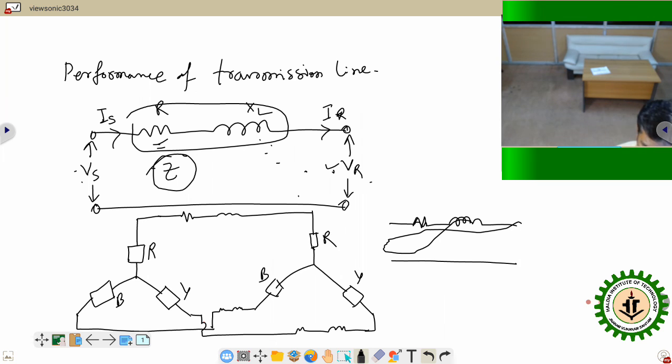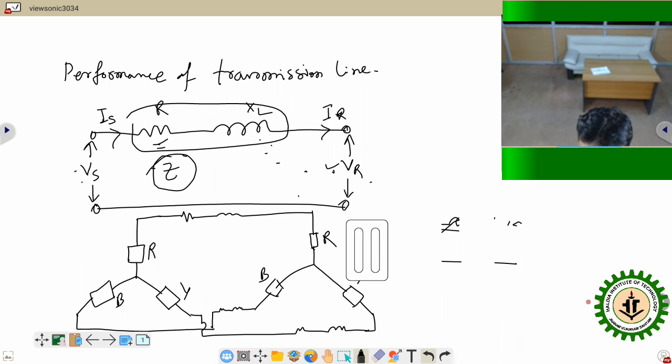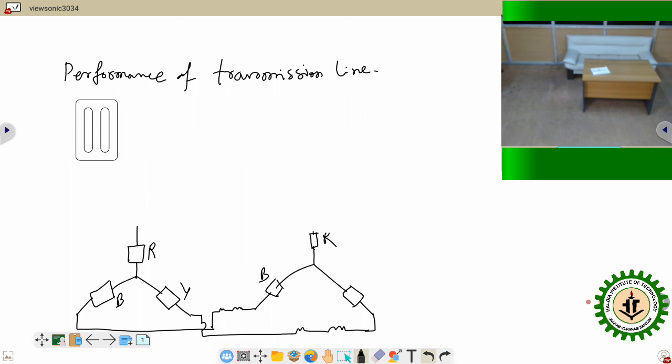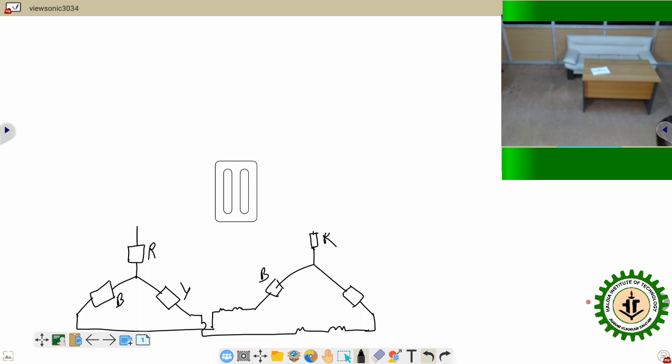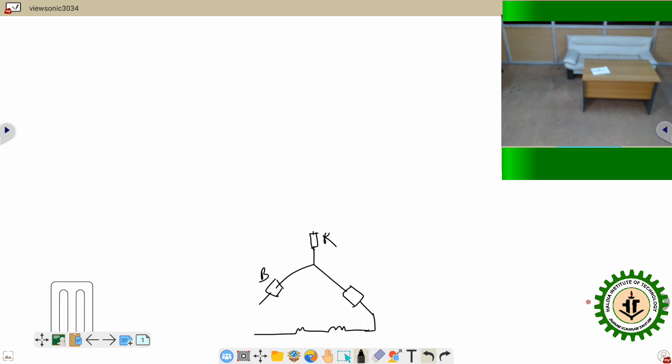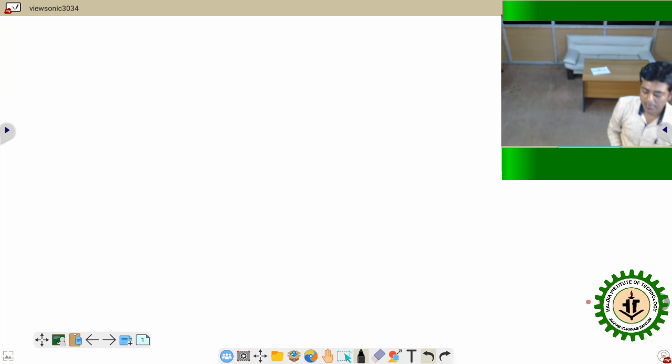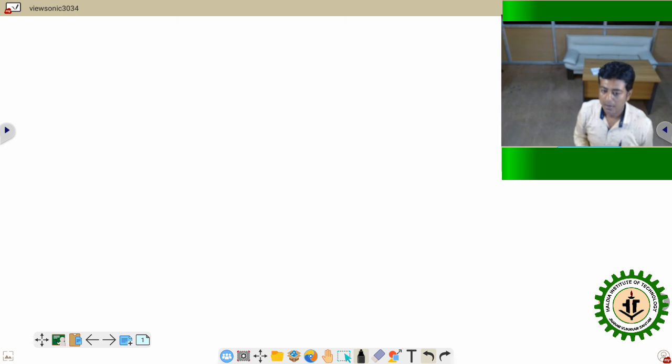Is it clear how you get the performance of the transmission line? In the next class I shall discuss all categories of the transmission line, considering the short transmission line, medium transmission line and long transmission line, and the phasor diagram respectively. Thank you.